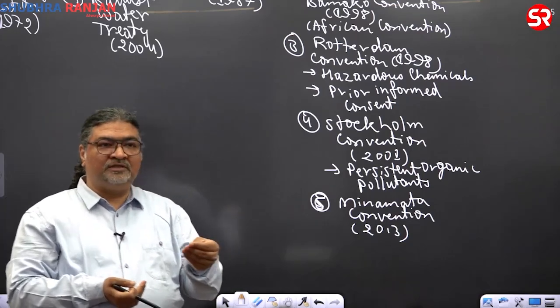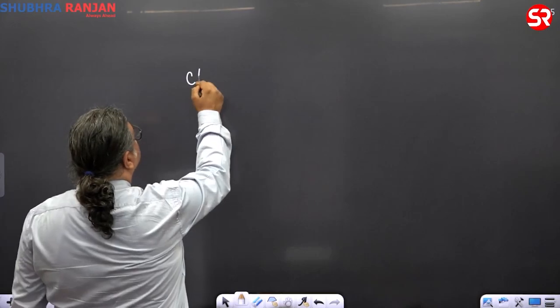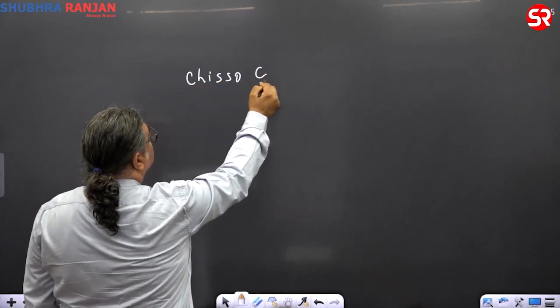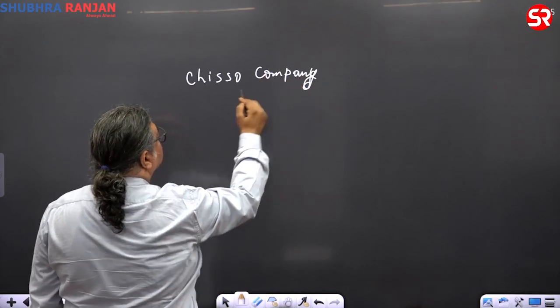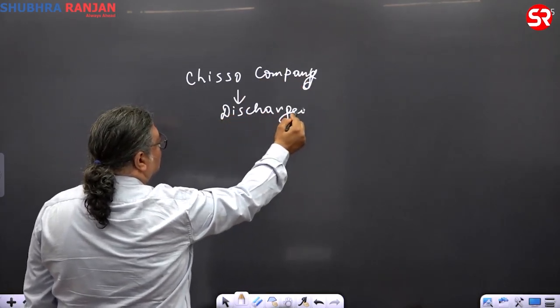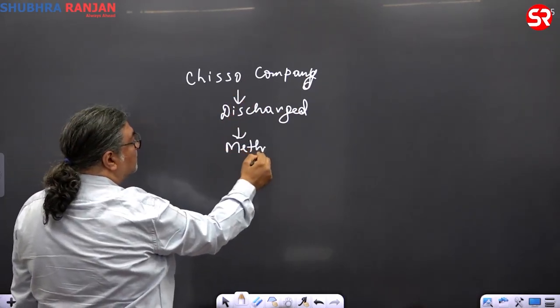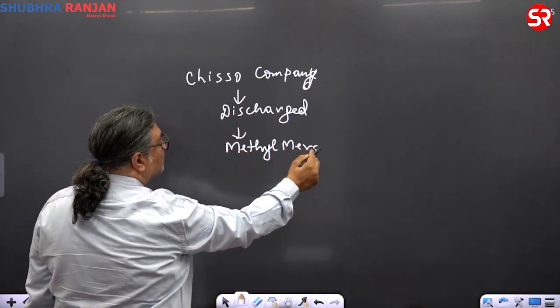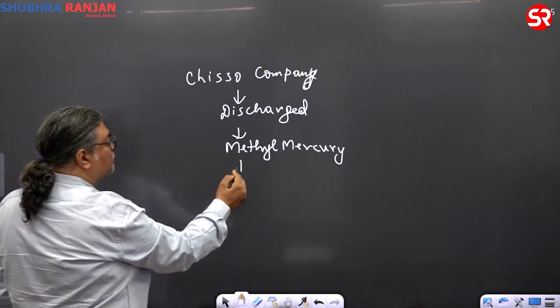This Japanese company, Chisso, discharged methyl mercury effluent into the sea and ocean. UPSC will not ask this, but I'm just giving the background.